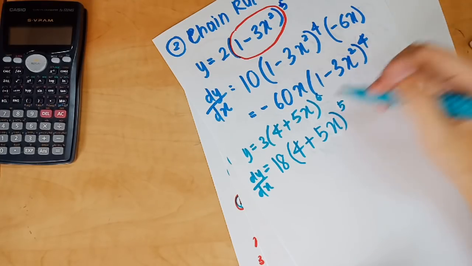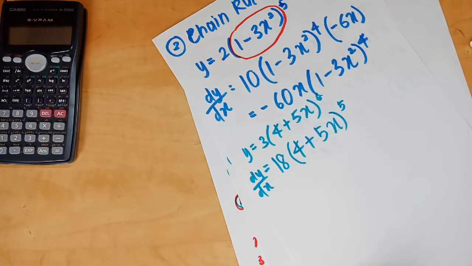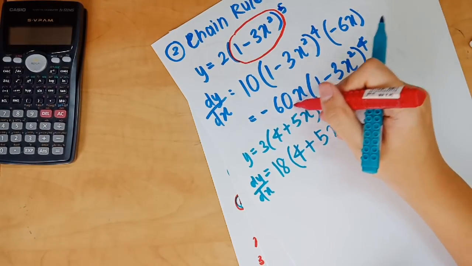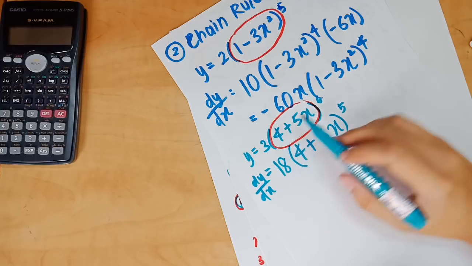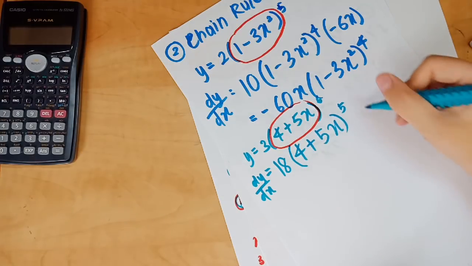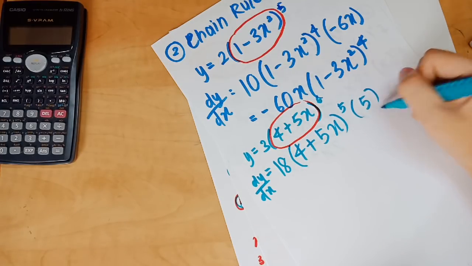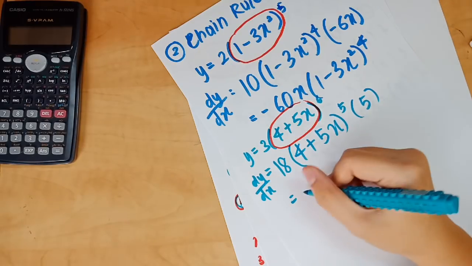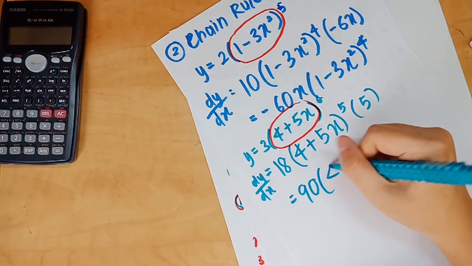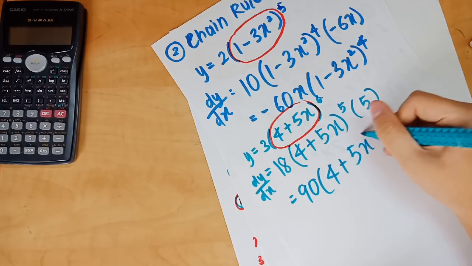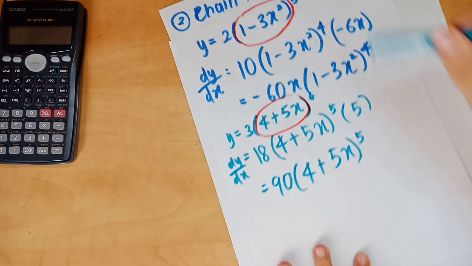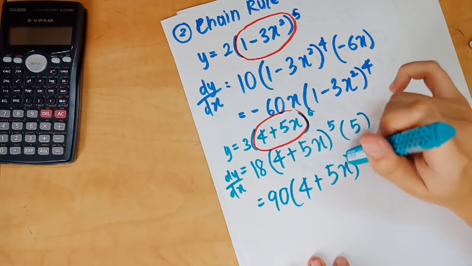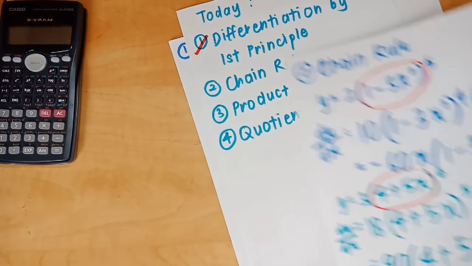And remember to differentiate the ones inside this bracket. Okay, so differentiate this thing. And number, it becomes 0. If you have 5x, it will become 5. So you have 5. And your final answer will be 90 (4 plus 5x) to the power of 5. Okay, so these two are the examples of chain rule. So we have covered chain rule.